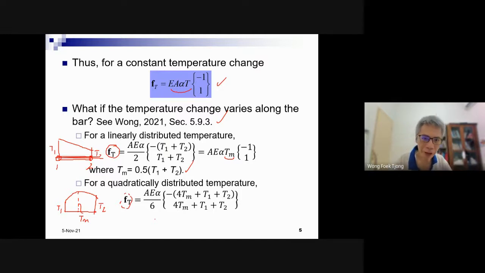Well, any questions regarding this statement, the equivalent nodal force? We talk about the equivalent nodal force, right, due to temperature change.